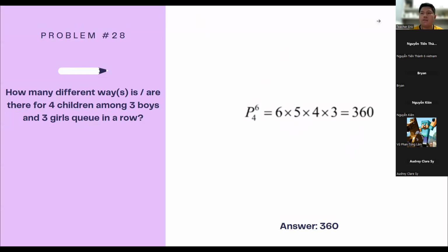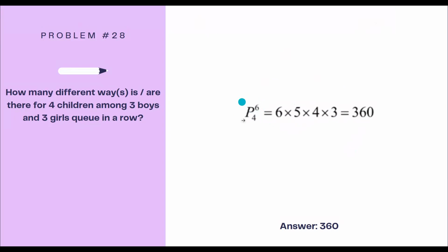Again, why 6 times 5 times 4 times 3? Since for this one, the idea of permutation, if you have 6 permutation 4, this one, do you call this one a permutation? Okay. So n permutation r. What will be the formula for n permutation r? Anyone?